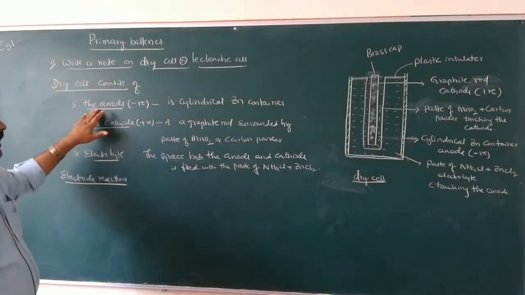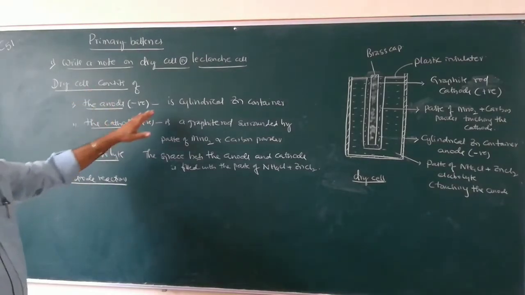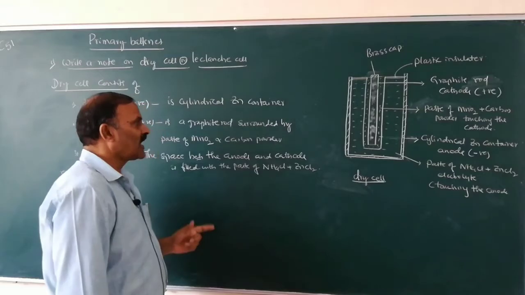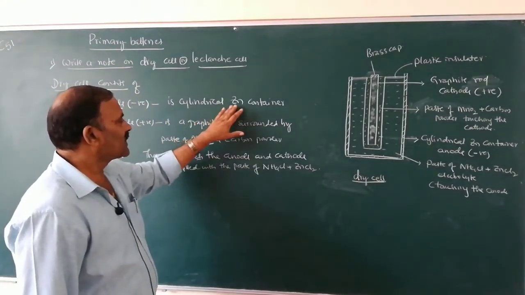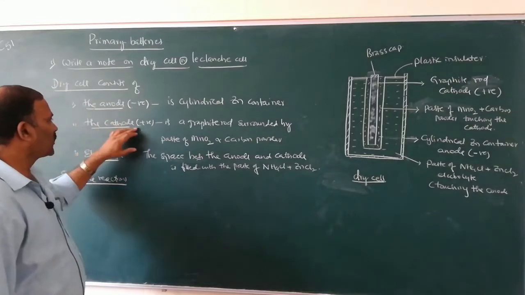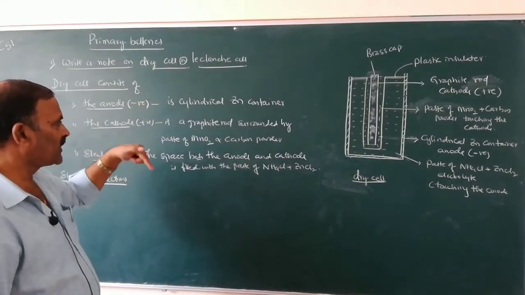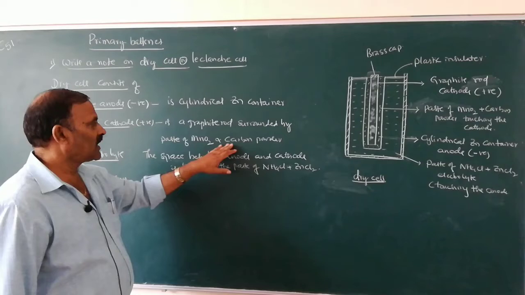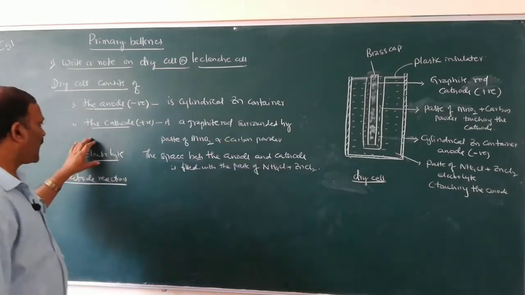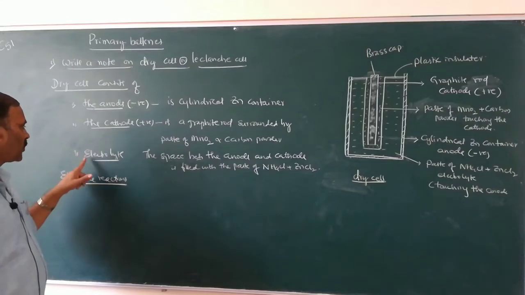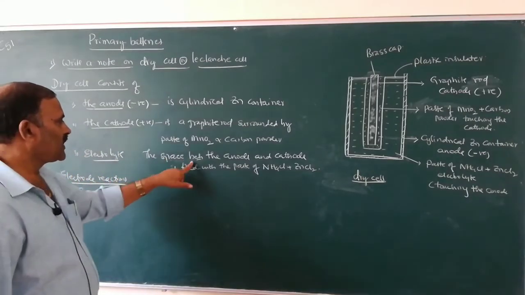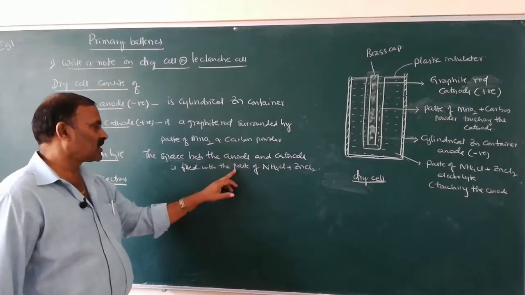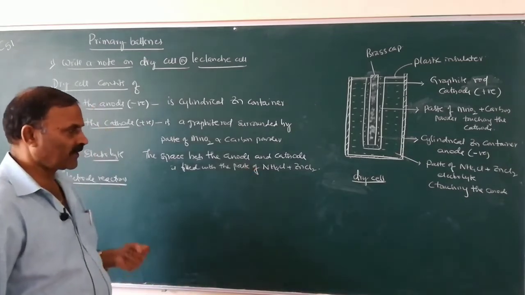It consists of the anode. Anode is the cylindrical zinc container. The outer surface of dry cell is the anode and it is a cylindrical zinc container, and the cathode is a graphite rod at the center. Graphite rod surrounded by the paste of manganese dioxide and carbon powder, and in between anode and cathode there is an electrolyte. The space between the anode and cathode is filled with the paste of ammonium chloride and zinc chloride.